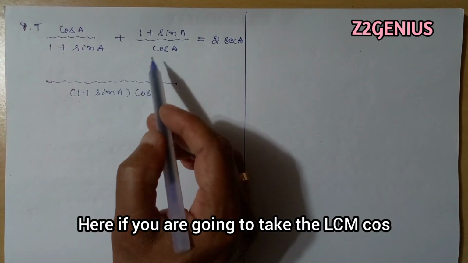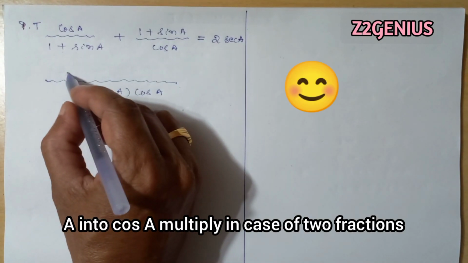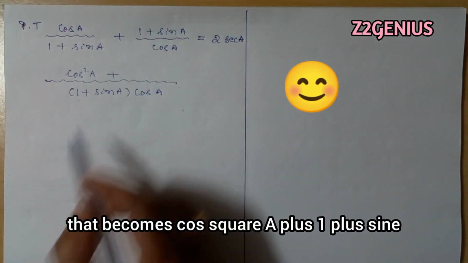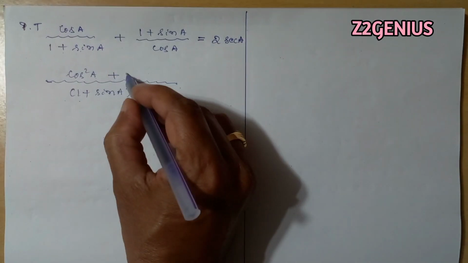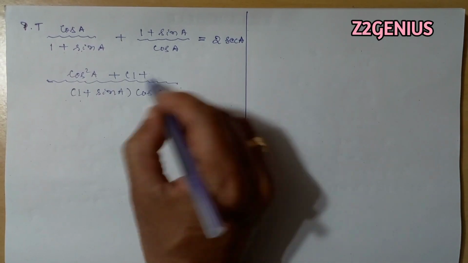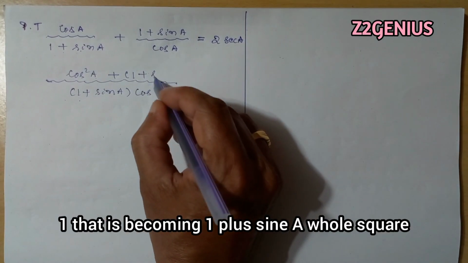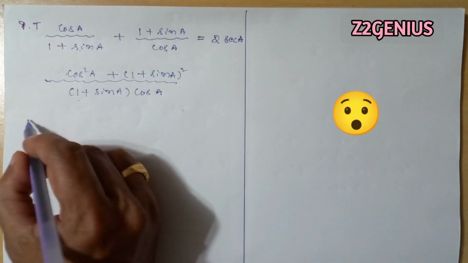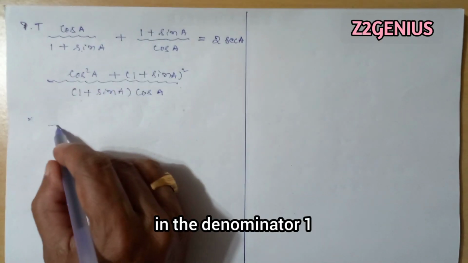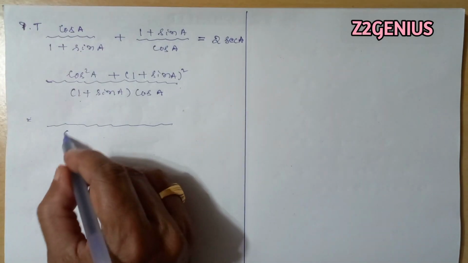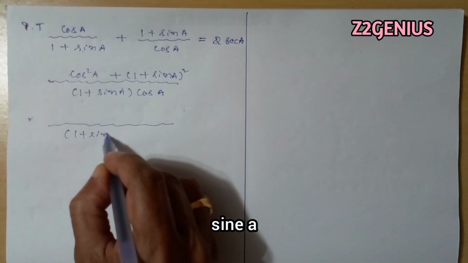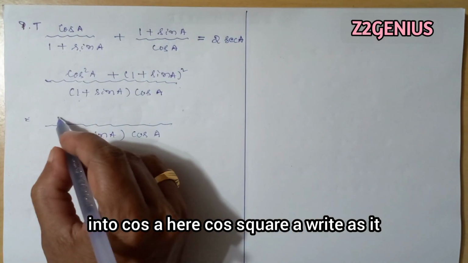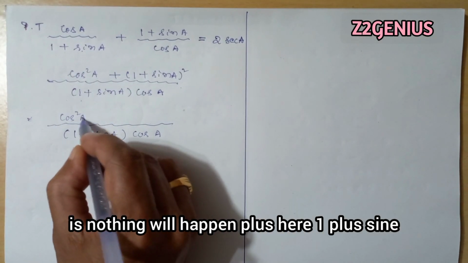Here, if you are going to take the LCM, cos A into cos A, multiply in case of two fractions, that becomes cos square A plus 1 plus sin A into 1 plus sin A, that is 1 plus sin A whole square. Here you know that in the denominator is 1 plus sin A into cos A. Here cos square A, as it is, nothing will happen.